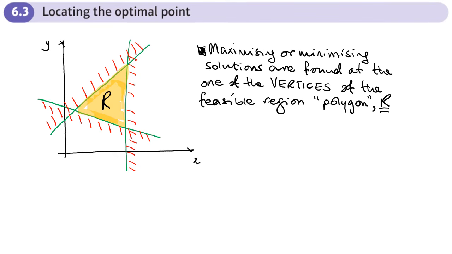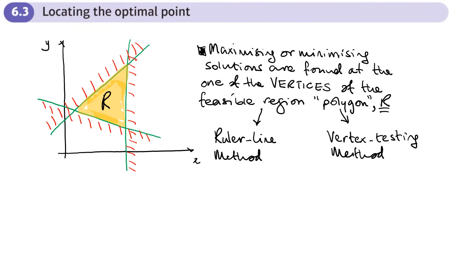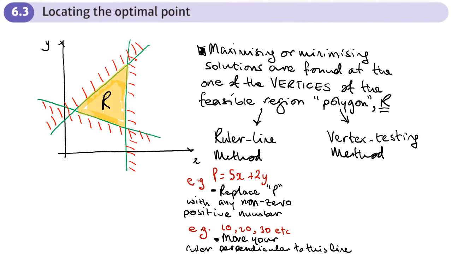Now, there are two ways that we can work out which one of these vertices gives us the maximum or minimum solution. One is called the ruler line method, and the other is called the vertex testing method. So let's start with the ruler line method.